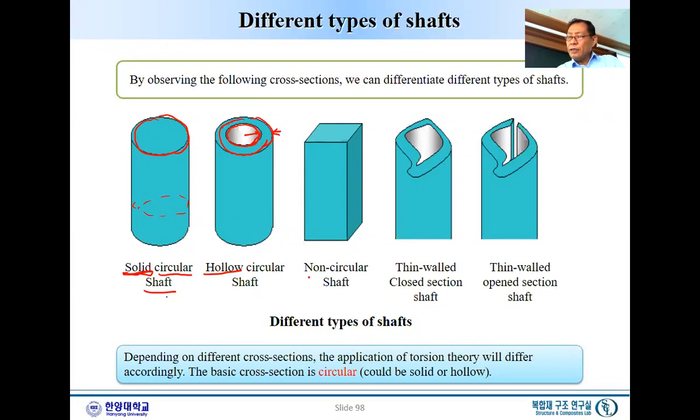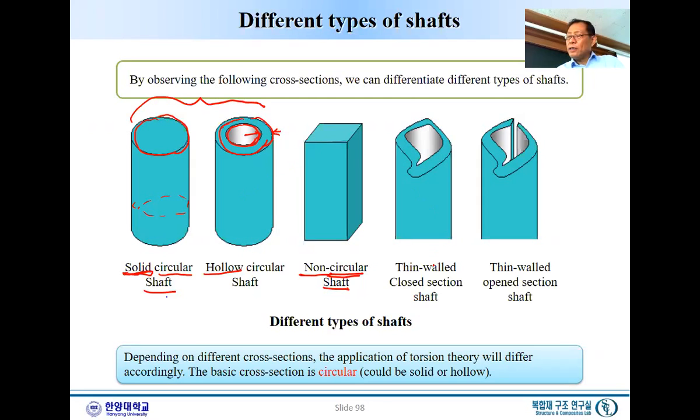And another cross section we can think of is the non-circular shaft. These are all circular cross sections. Whether there is a hole or a solid, they are all circular cross sections. But other than circular, it can be called a non-circular shaft. It could be rectangular, triangular, or elliptic. Any other shapes other than circular can be called a non-circular shaft. Theory-wise, it's much more complicated than circular cross sections.